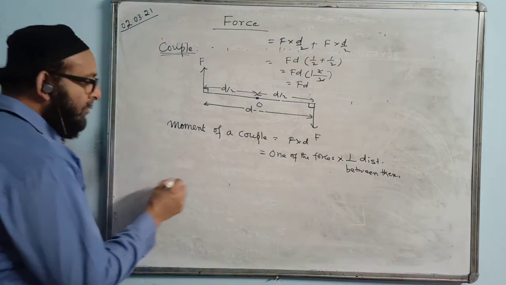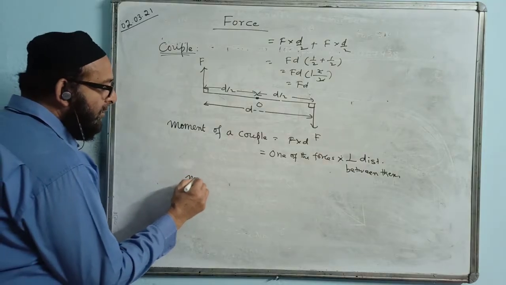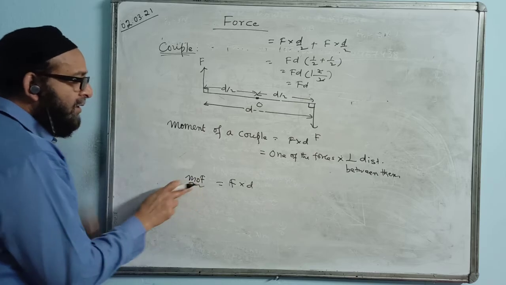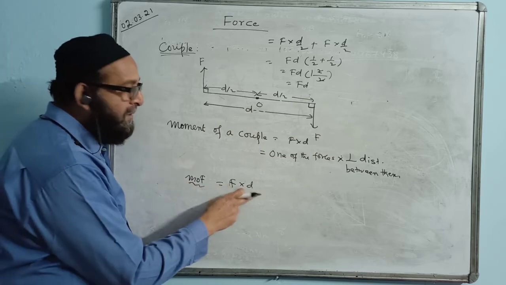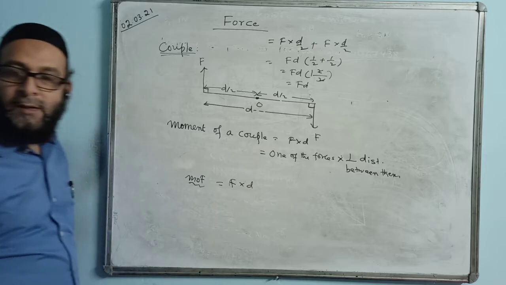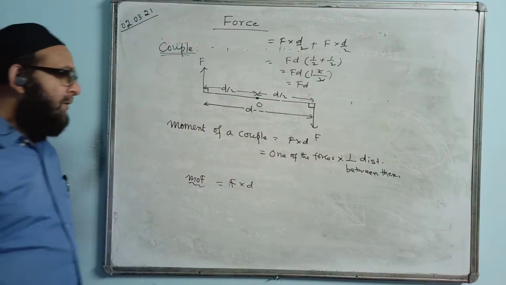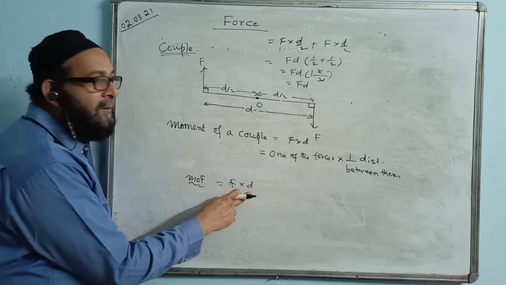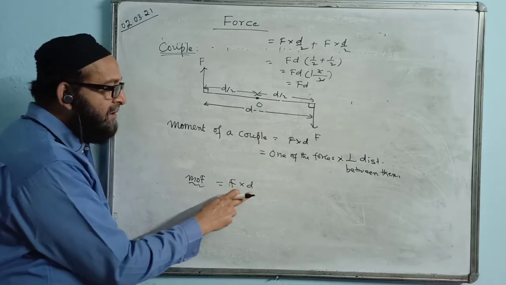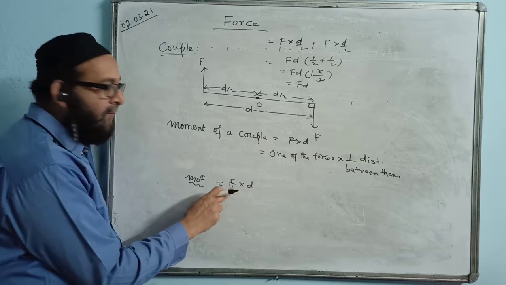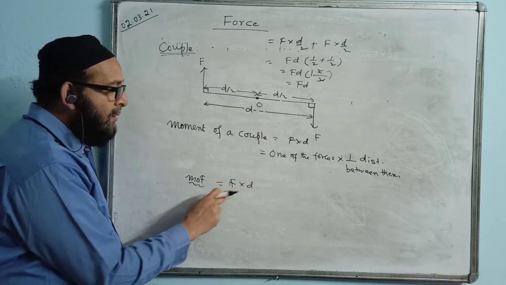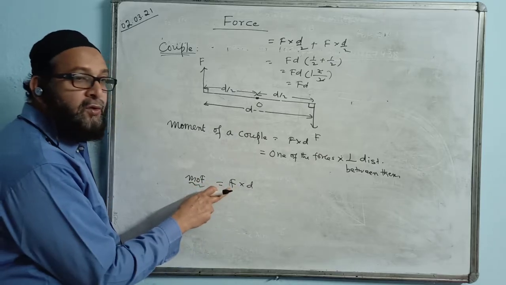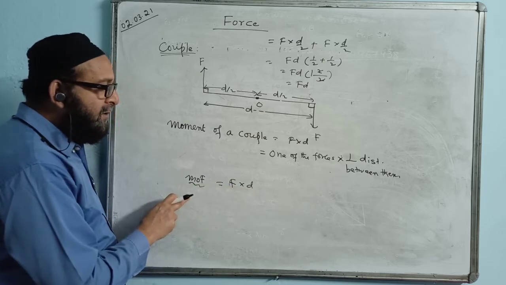One important thing to be noted here. For the moment of force, or the turning effect or torque, we have the formula F into D. When this is constant, that is, the moment of force is constant, then force and distance are inversely proportional. That means to produce the same turning effect, if the force is more, the distance will be less. If the force is less, the distance will be more. Shorter the distance, bigger the force; longer the distance, smaller the force.